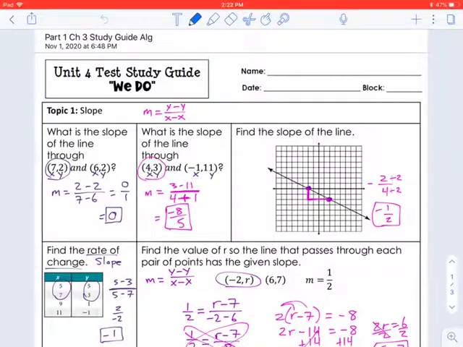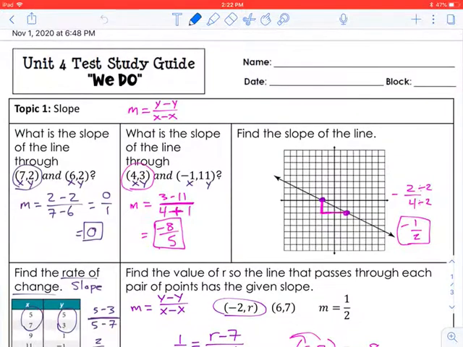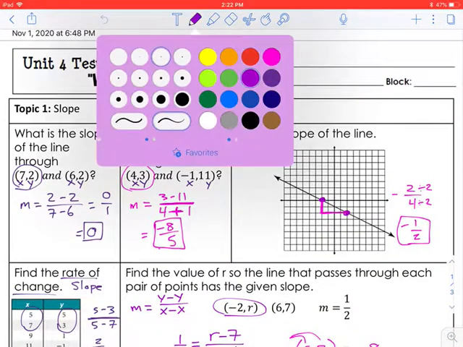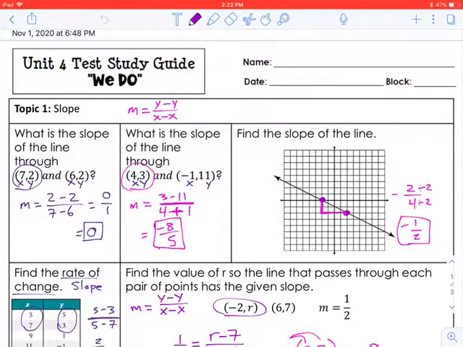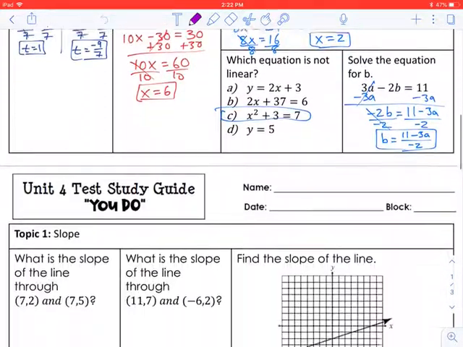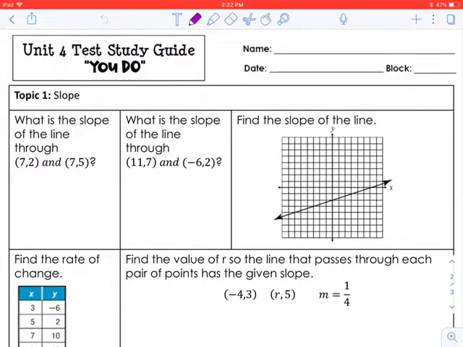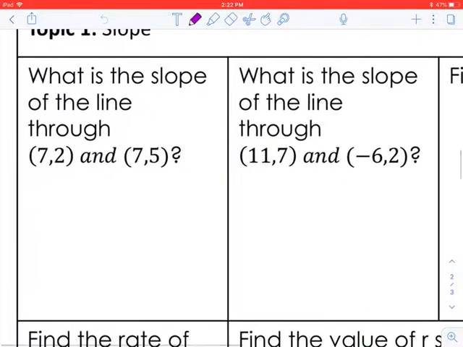All right, Algebra 1, we are taking our test on Wednesday, Thursday this week. So I'm going to get through our study guide here beforehand. The "we do" is what we're going to do in class. So if you're on Tuesday and Thursday, we're going to do that in class. But the "you do" is the part that you're supposed to do on your own. So if you have any questions or aren't sure about any of these, this is a perfect video for you to be watching.